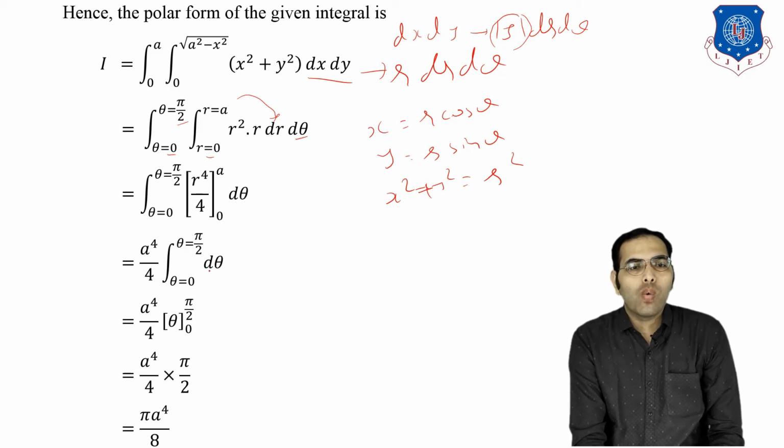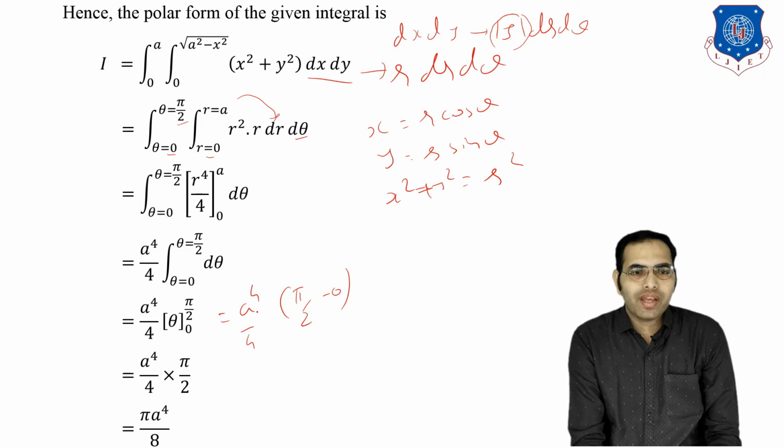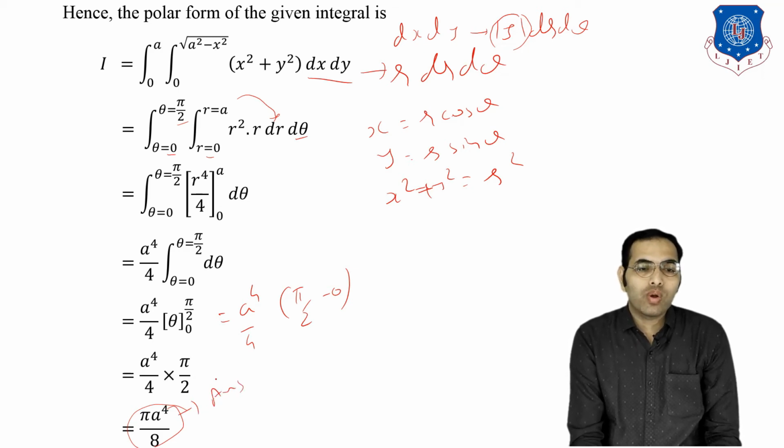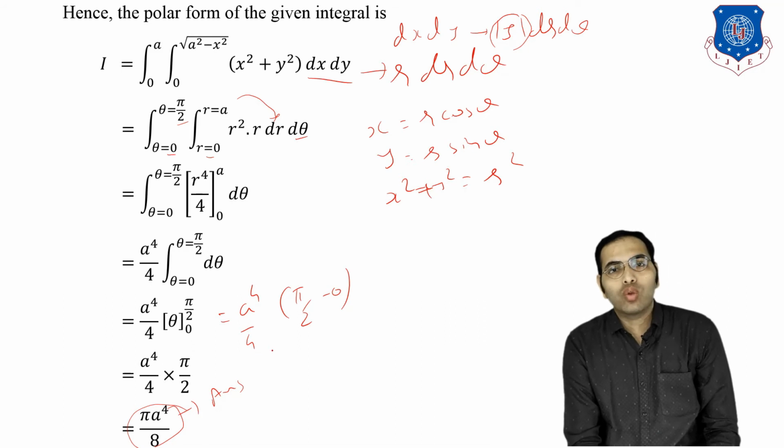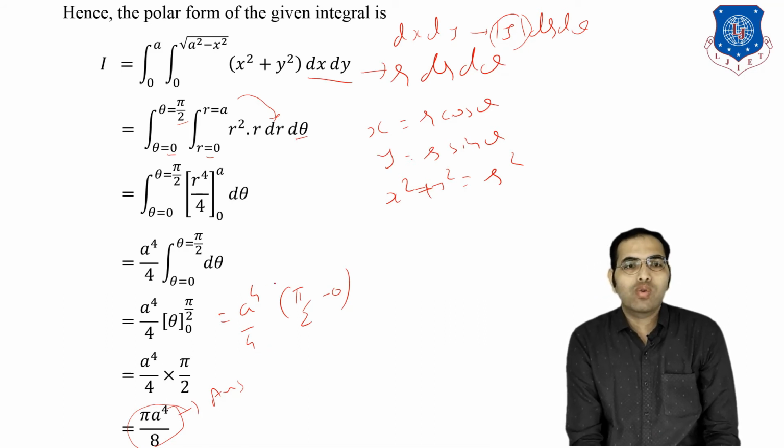Then the integral where theta varies from 0 to pi by 2 of 1 into d theta, the integral with respect to theta is theta, so a raised to 4 by 4 theta, where theta varies from 0 to pi by 2. Then we can write a raised to 4 by 4 into pi by 2 minus 0, that is upper limit minus lower limit. Then our answer will be pi a raised to 4 by 8, that is the answer of the double integral after changing to polar coordinates.